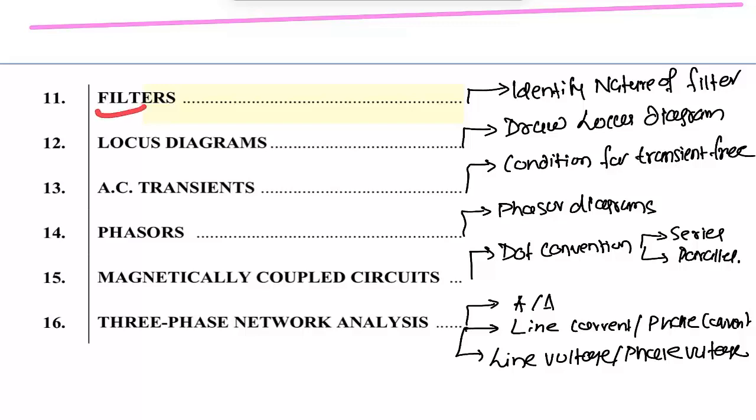So from the filter topic, they ask, identify nature of filter. A network will be given to you, or a transfer function will be given to you. They will ask, this particular network or this particular transfer function represents what kind of filter? Low pass, high pass, band pass, band stop. So you have to answer it. How do you answer it? By taking the frequency omega equal to 0 and by taking the frequency omega equal to infinite.